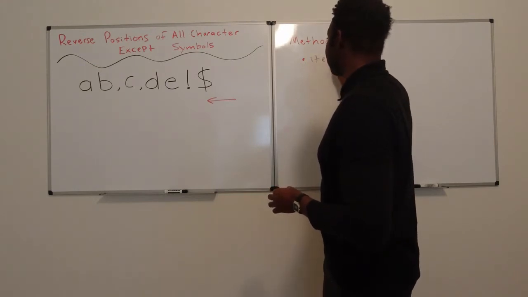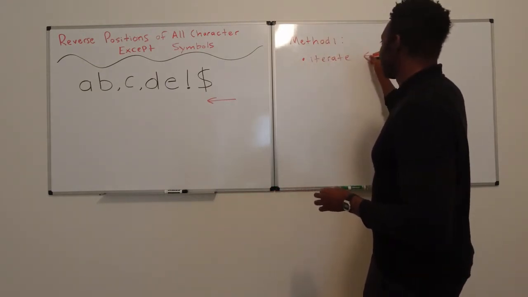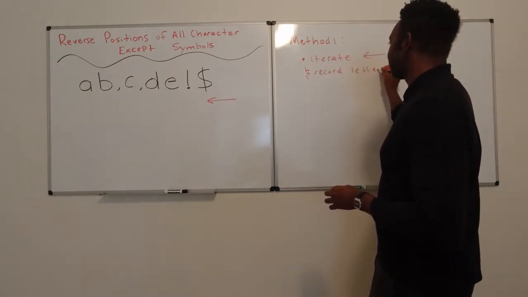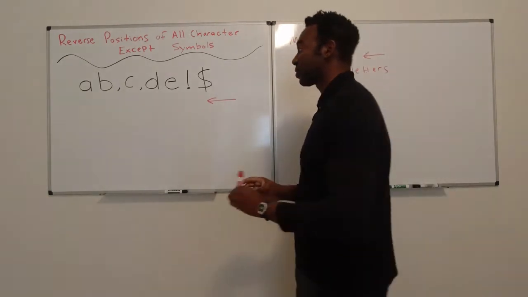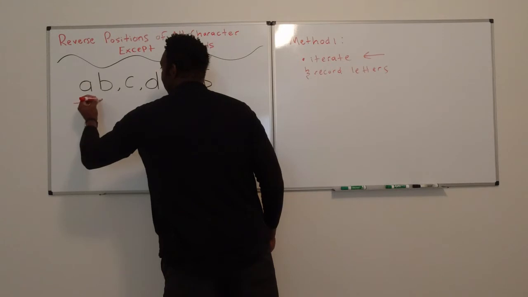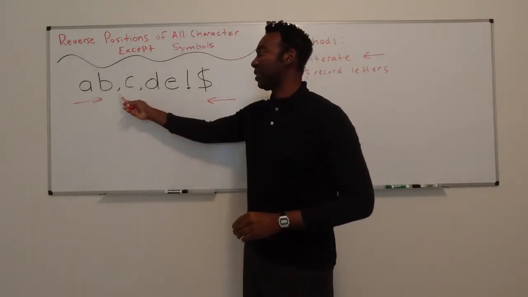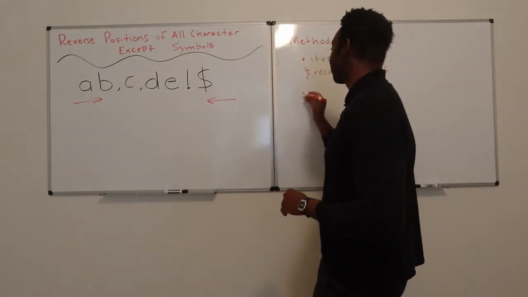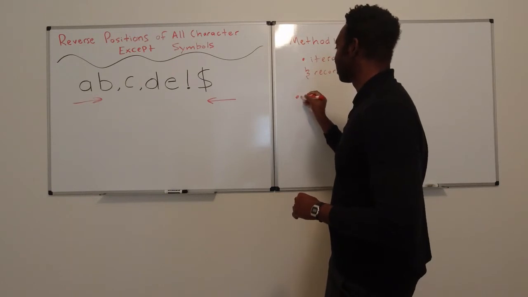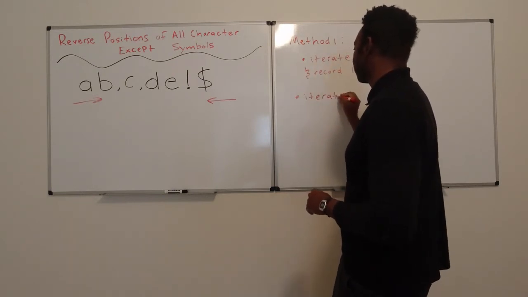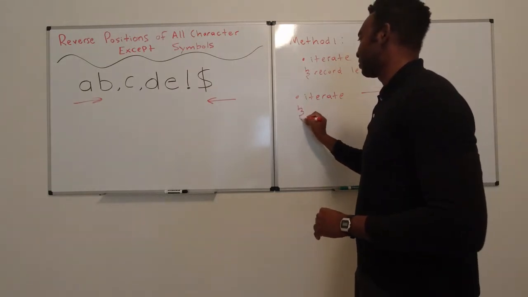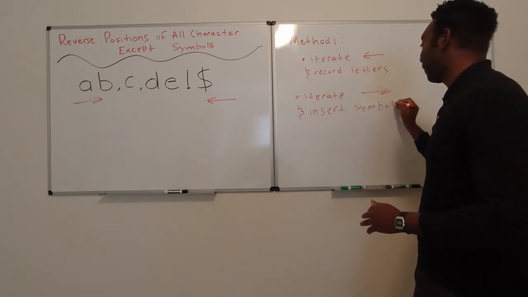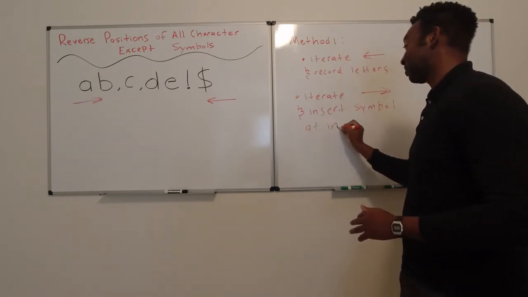So iterate backwards and record letters. Step two is to iterate forwards. And for each symbol that we see, we're going to insert this into the result from step one at that particular index. So step two, iterate forward and insert symbol at index.